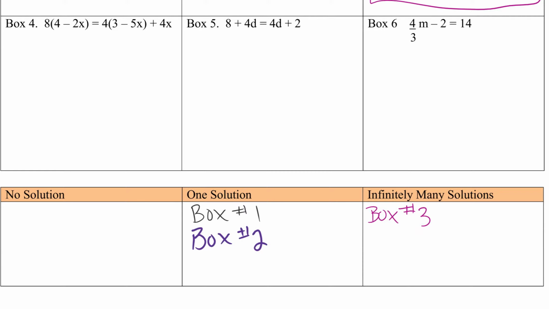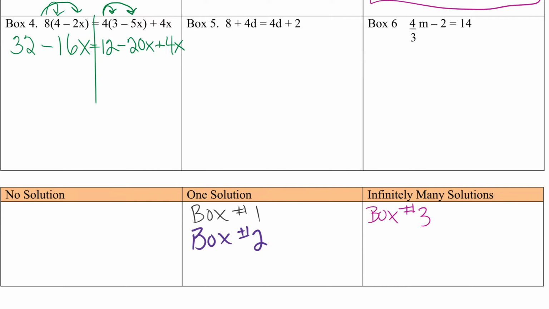Box 4, I have an 8 outside the parentheses, so we're going to multiply 8 times 4. 8 times 4 is 32. Then I'm going to take the 8 and multiply it times negative 2x. 8 times negative 2x is negative 16x. I'm going to multiply 4 times 3. And 4 times negative 5x, and I'm left with plus 4x.